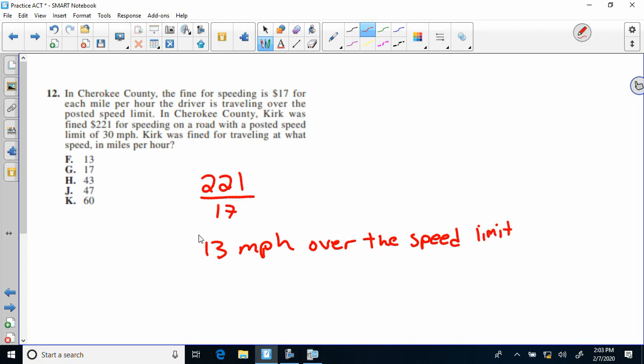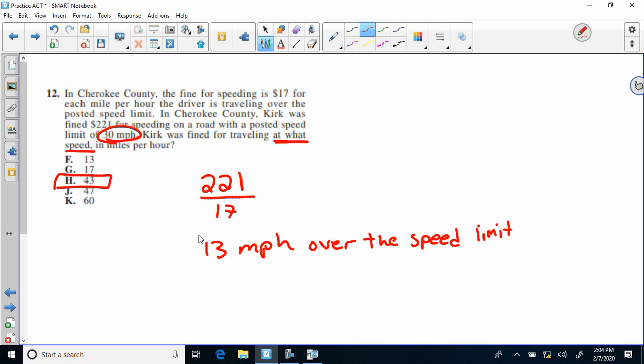And the question was, in Cherokee County, Kirk was fined for speeding on a road with a posted speed limit of 30 miles. Kirk was fined for traveling at what speed? So what speed was he traveling? Well, if he's 13 over the speed limit and the speed limit was 30, he's 13 plus 30. So he was going 43 miles an hour in a 30 mile an hour zone because he's going 13 over.